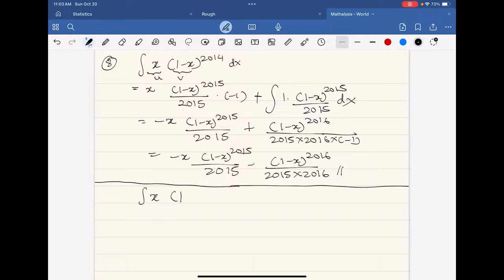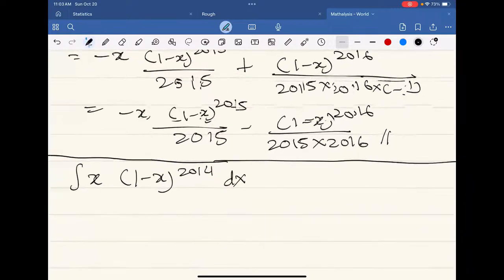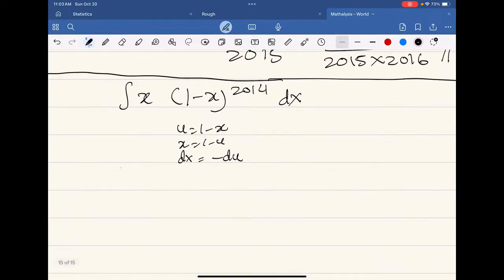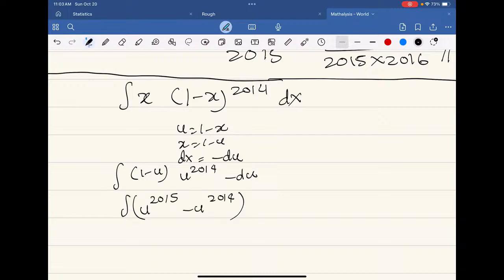Integral of x times 1 minus x to the power 2014. Another approach could be to just let u be 1 minus x, so that you get x as 1 minus u and dx as negative du. Even if you do that, you get x as 1 minus u, this is u to the power 2014, and dx is minus du. Now this will be u to the power 2015 minus u to the power 2014, du.